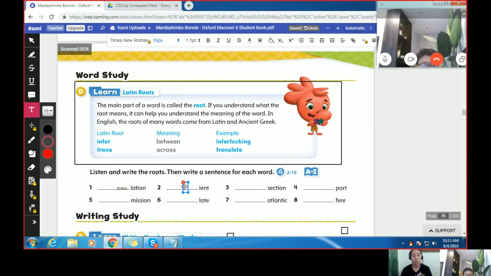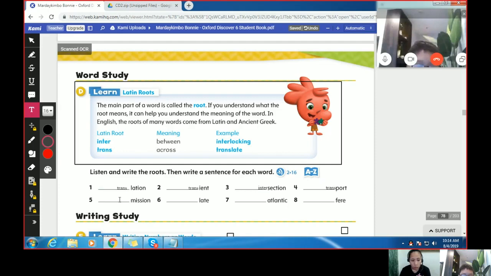Number 2 is transient. Very good. When you say transient, it means it's temporary. Transient people. The next one is transaction. Are you sure? Oh, no, no, no. It's intersection. Good. All right. Number 4, it's transport. Very good.